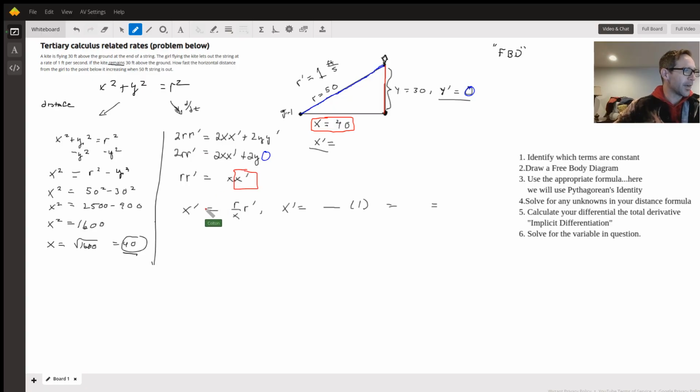So I did that here. You're dividing through by x. We now know that's 40. So let's plug everything in. For r, we have 50. For x, we have 40. The zeros, of course, are going to cancel. And then times our 1 foot per second along the string, right? That's that rate of change along the string. So that gives you 5/4 times 1, which gets you an exact 1.25 feet per second. And that is the answer to this problem.